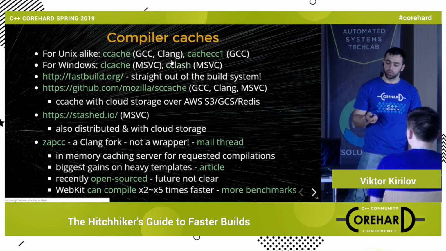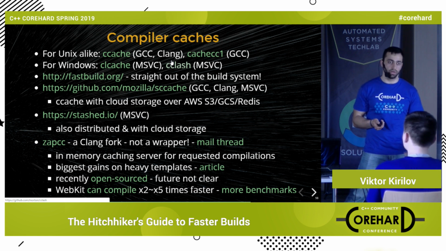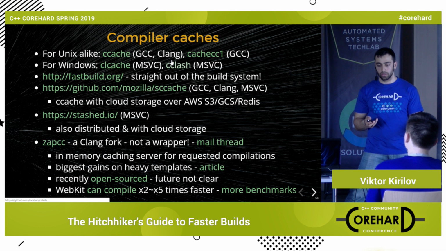And there's also this thing called zapcc. It's a Clang fork of the compiler, which doesn't function like the compiler caches I just talked about. It's something else. The idea there is that the compiler is a daemon which stays alive in memory, and when you compile a source file and then you start compiling a separate source file and you have the same templates which you instantiate over there, it will reuse the instantiated templates from the previous source file if all of the context of the instantiation matches.